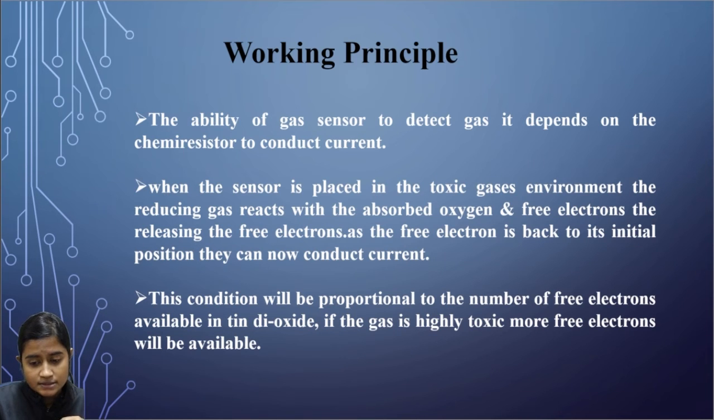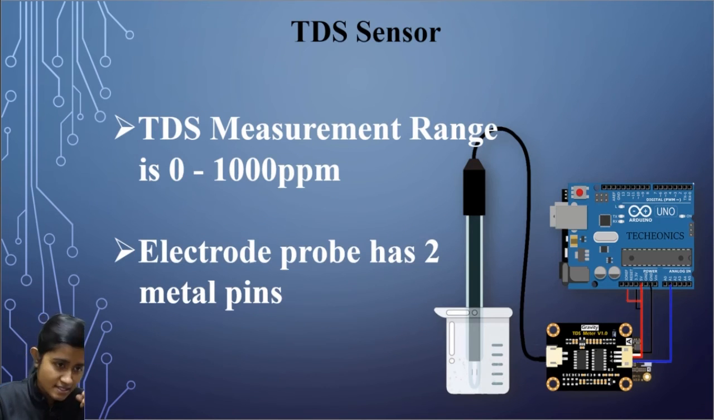The tubular ceramic is made up of aluminum oxide. As it has a high melting point, it helps heat the sensing layer, which gives high sensitivity for the sensing layer to get an efficient output current. TDS sensor.